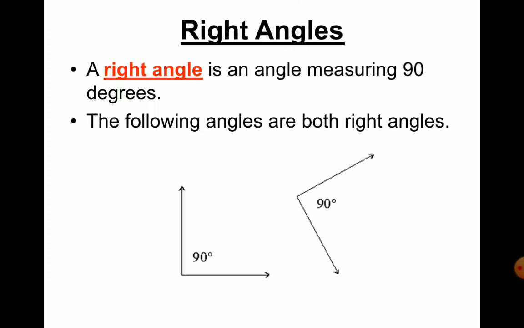Now right angle. A right angle is an angle measuring exactly 90 degrees. The following angles are both right angles. So you can see these look like a 90 degrees, or these look like an L and then 90 degrees. So just writing L won't make it 90 degrees. You have to measure it properly. A right angle should always be 90 degrees. You can't make it 91 or 91.01, whatever. Exactly 90.